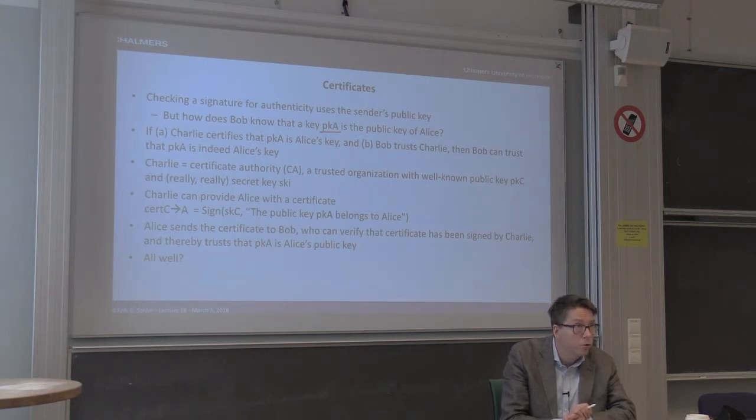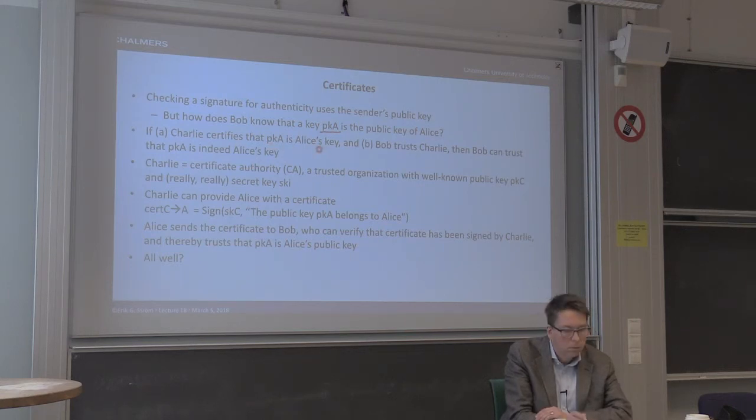Okay, because that's crucial for things to work. So the solution to this is that if there is a person, Charlie, that we trust, suppose I'm Bob, I know Charlie. Charlie's a trustworthy guy, and he knows that Alice's key is PKA. Then Charlie can certify that to me. Charlie can tell me, PKA is Alice's key. I trust Charlie, and therefore I can trust that PKA is Alice's key.